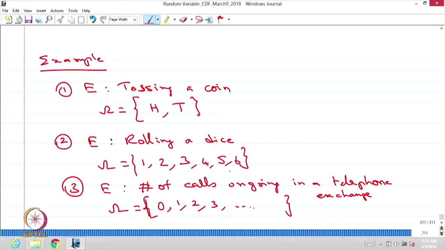So you see, in the first example it is not numbers, whereas in the second and third examples we have numerals. So for a random experiment, the collection of all possible outcomes could be numerals or non-numerals, and the collection could have a finite number of elements, or countably infinitely many elements, or uncountably many elements also.